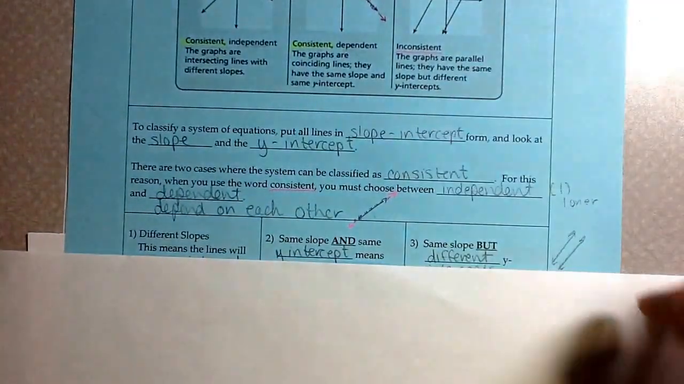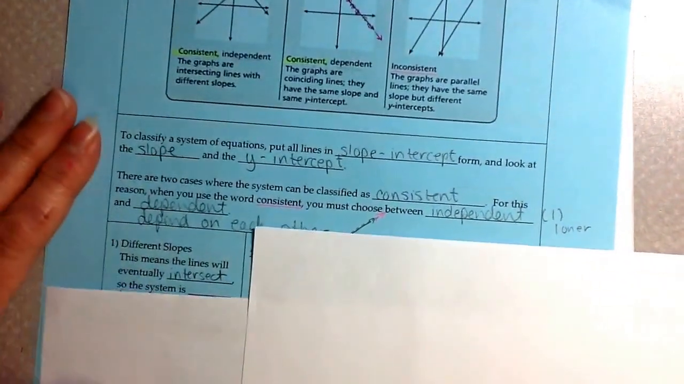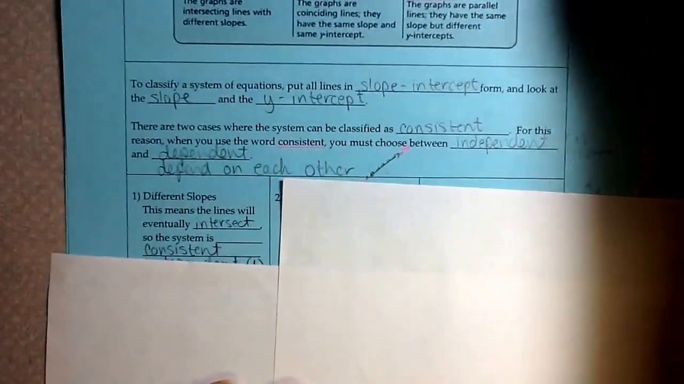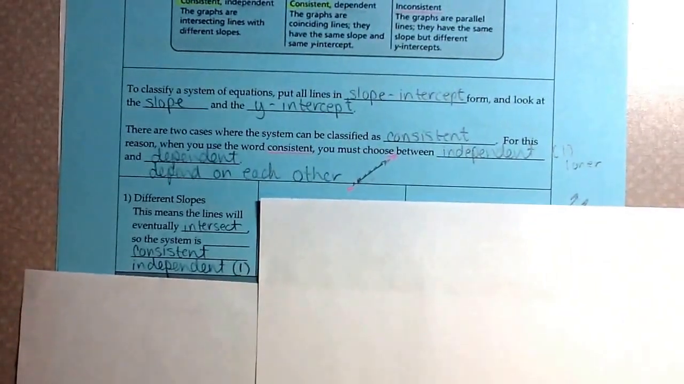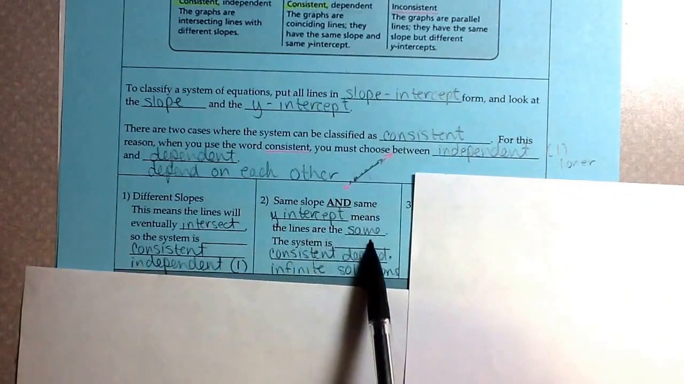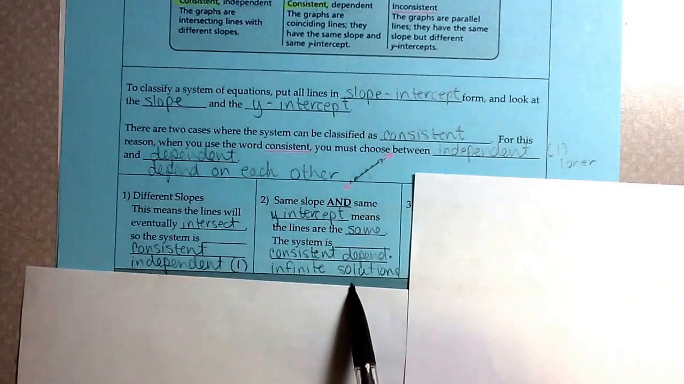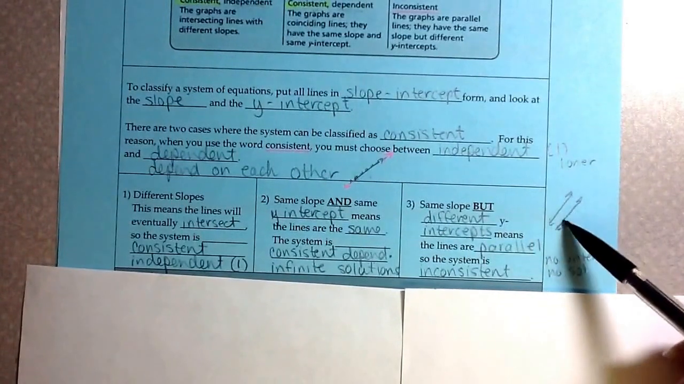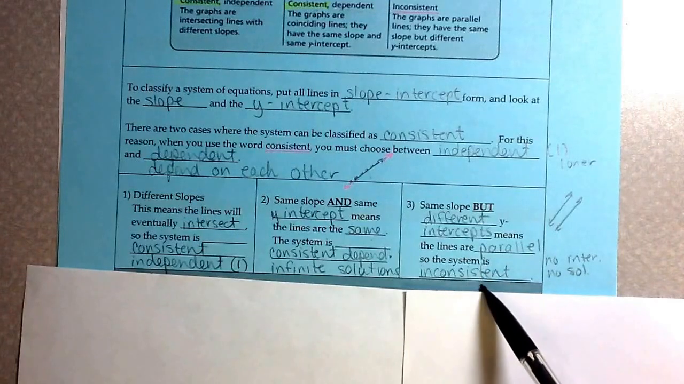Okay, so there are 3 cases here, and we're going to talk about each one. If you have different slopes, that means that the lines will eventually intersect. So the system is consistent and independent. If you have the same slope and the same y-intercept, that means the lines are the same. So the system is consistent and dependent, and there are an infinite number of solutions. If you have the same slope but different y-intercepts, so the slope is the same but they're crossing the y-axis at different places, that means that the lines are parallel. So the system is inconsistent.